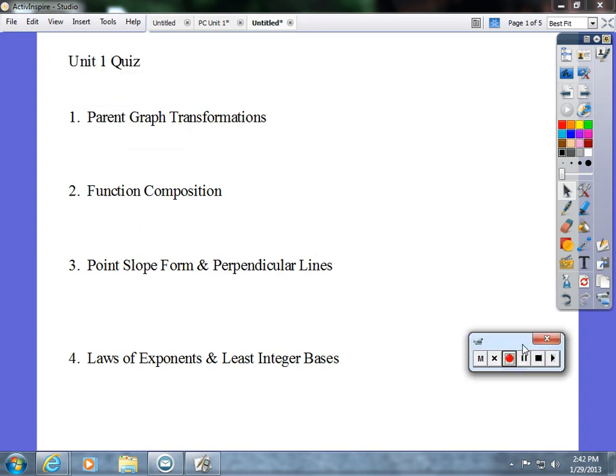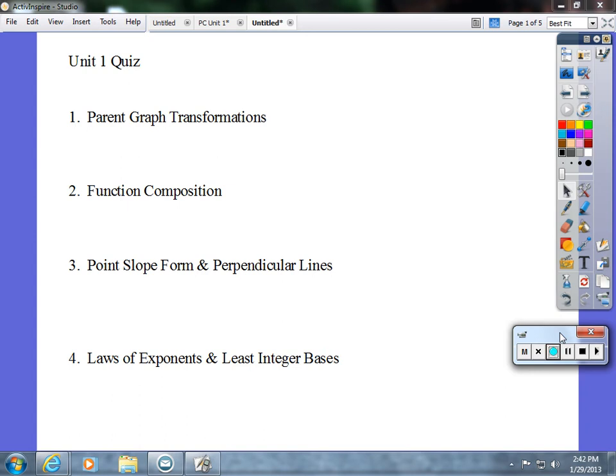And here's your study session for the Unit 1 quiz for pre-calc. Question number 1 is going to be parent graph transformations, and we will be transforming a parabola a bunch of different ways. Number 2 will be function composition. We'll give you a function f of x, a function g of x, and you will need to compose those functions both with an integer value and just function composition itself.